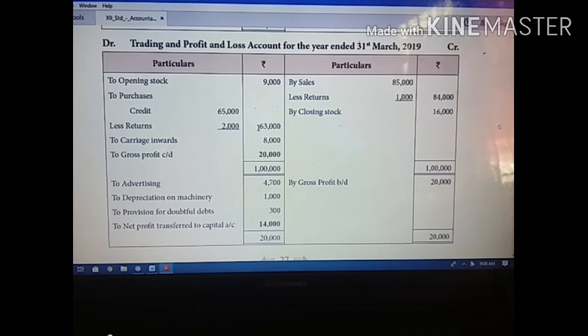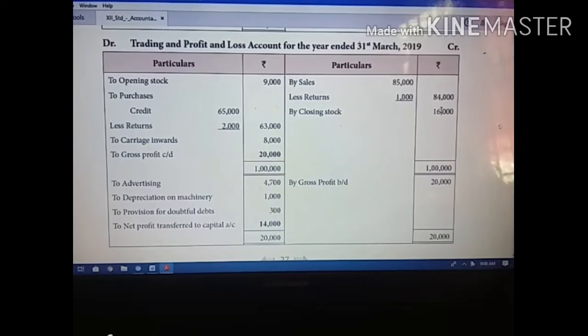I have to show this amount on the outer column. Then carriage inward is a direct expense, so I have to show it on the debit side of trading. Then sales: we have total sales of 85,000. There is also a return, so I have to minus the return. I have to post the original value on the outer side.